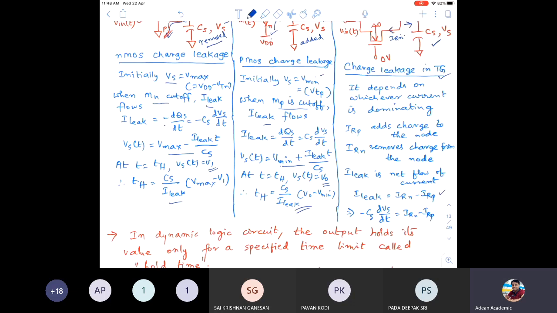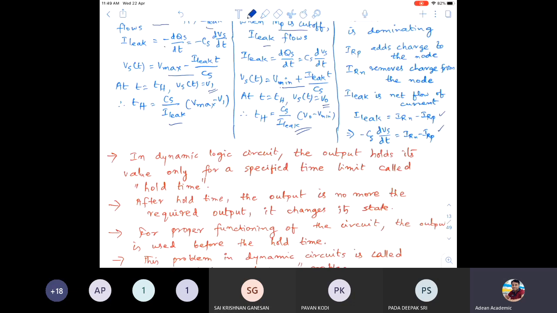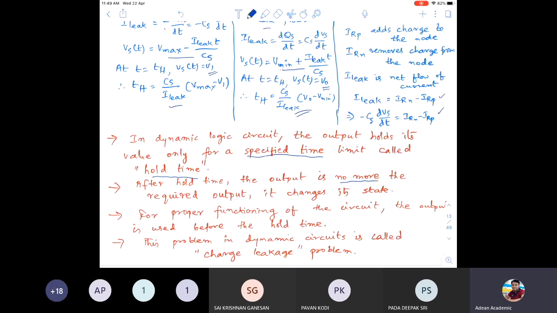So in dynamic logic circuit, the output holds its value only for a specified time. That is called as hold time. After the hold time, the output is no more the required output. It changes its state. For proper functioning of the circuit, the output is used before the hold time. This problem in dynamic circuits is called charge leakage problem. Okay, so this is one of the important problems in the dynamic logic circuits.